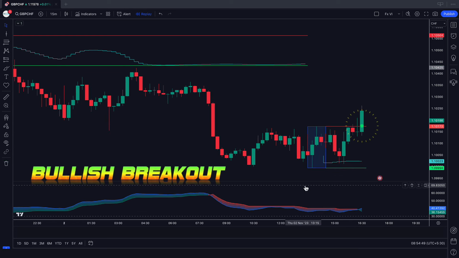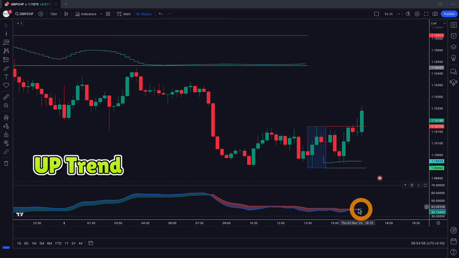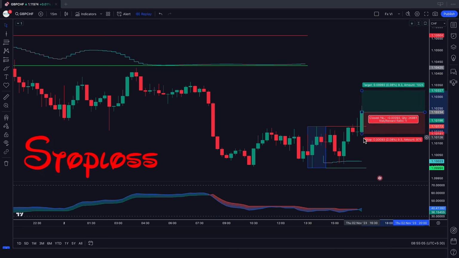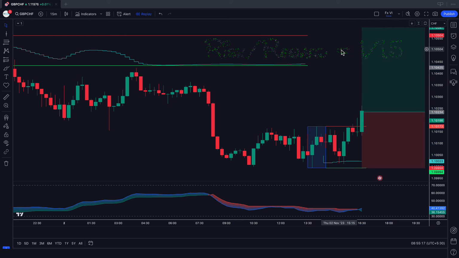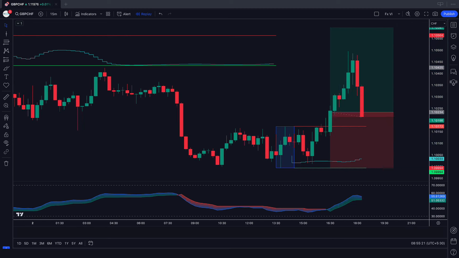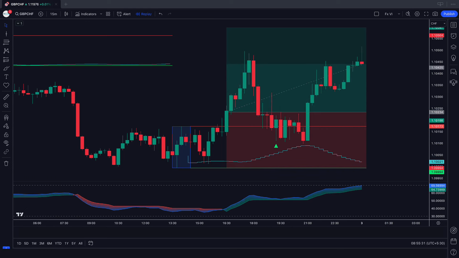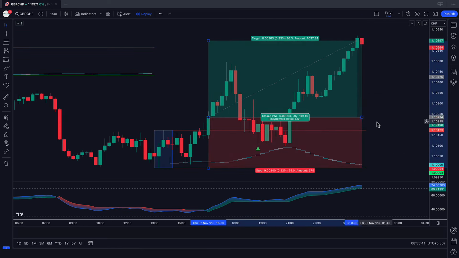When the market completely makes a bullish breakout of the opening range breakout box, when the market forms a bullish candle, and the max line of the QQ Weighted Oscillator indicator is in an uptrend, if this condition is fulfilled, then we will place a buy order. Our stop loss will be placed at the lower level of the opening range breakout box. And the risk to reward ratio will be 1:1.5. The market has completely hit the target.